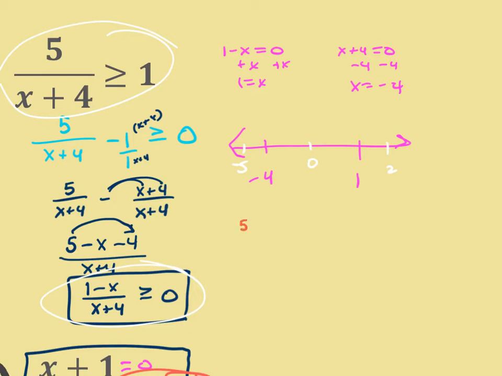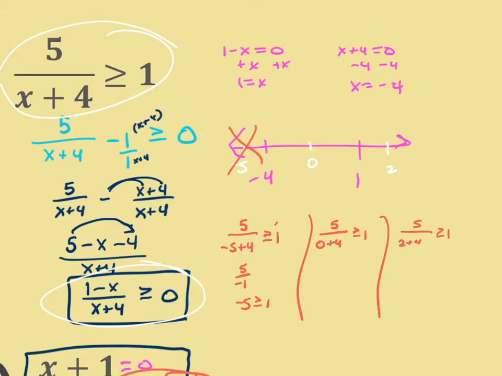So if I did 5 over negative 5 plus 4 is greater than or equal to 1, and then 5 over 0 plus 4 is greater than or equal to 1, and then 5 over 2 plus 4 is greater than or equal to 1. So I get 5 over negative 1. Negative 5 is not greater than or equal to 1. I get 5 over 4 is greater than or equal to 1. That's 1 1/4, so it is greater than or equal to 1. And I get 5 over 6 is not greater than or equal to 1. So I get the in between.